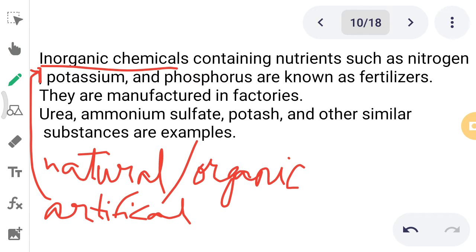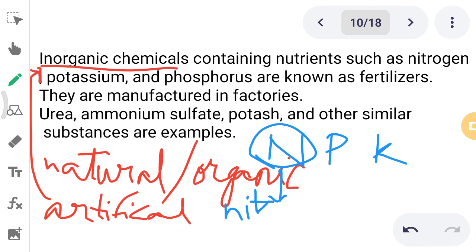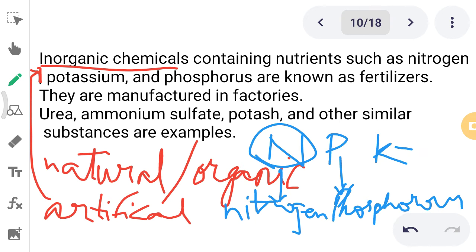You must have heard about this term, that is NPK. What does this mean? N is for nitrogen, P is for phosphorus, and K is for potassium, right? So N, P, K. These are the three main substances which are used in these chemical fertilizers.